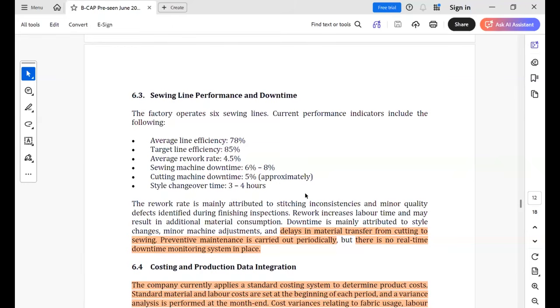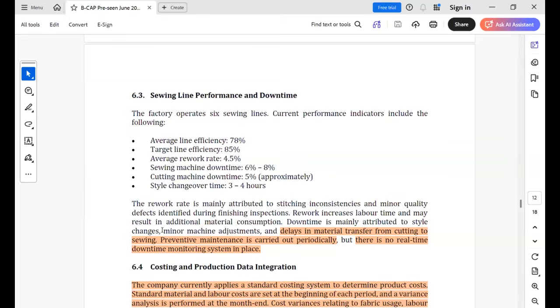Rework rate is mainly attributable to stitching inconsistencies and minor quality defects identified during the finishing inspections. Rework increases labor time and may result in additional material consumption. That's true. Downtime is mainly attributable to style changes.